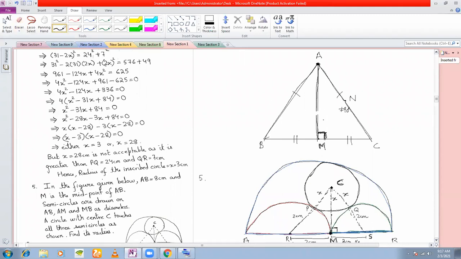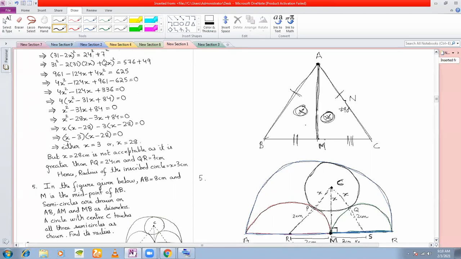Actually, you have done this already as a sum. You have not done this as a theorem. See, these two sides are equal. These two are equal, right? And this is the common side. Therefore, by SSS, you can say that this triangle and this triangle are congruent. That means I don't know whether this is 90 degrees. Let me erase this. Okay. So these two triangles are congruent, right?